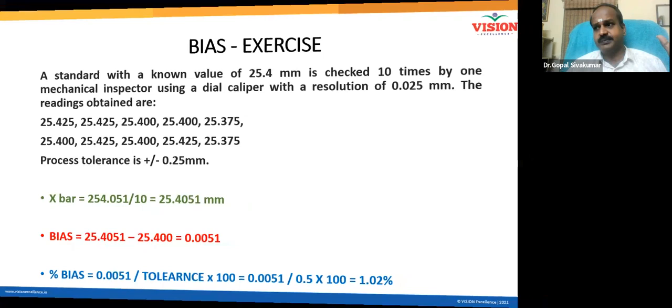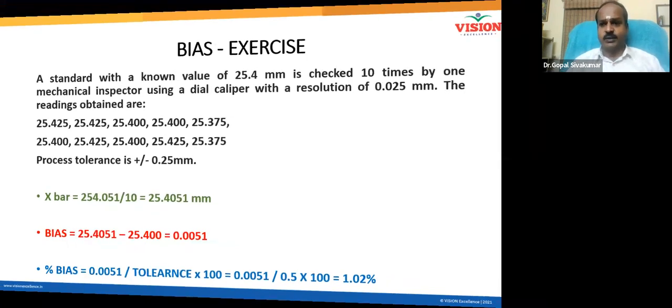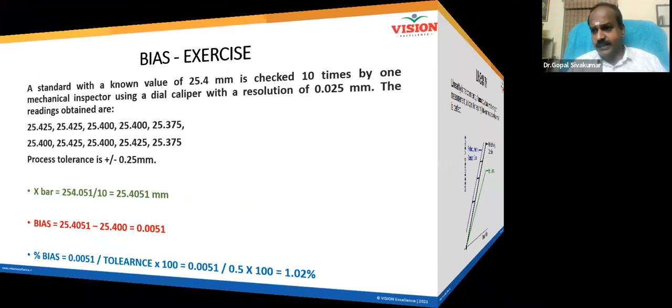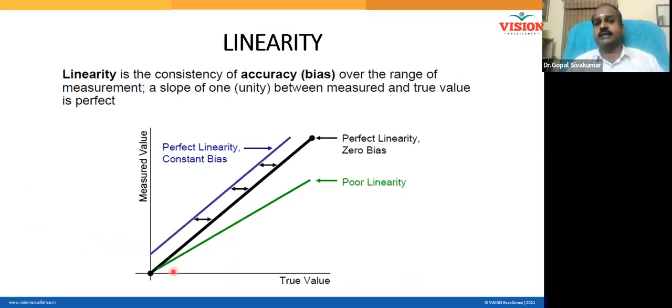Now, I already told you about linearity. True value is taken on the x-axis, measured value on the y-axis. Here it is 0, here it is 100. Here it is 0 ampere, here it is 100 ampere. For measuring current, the current is varying from 0 ampere to 100 ampere in a particular circuit. Your people are measuring. When they measure 0, the observed value is 0. When they measure 100, the observed value is 100. Your readings are accurate. You see the black color line. The black color line means your readings are accurate.